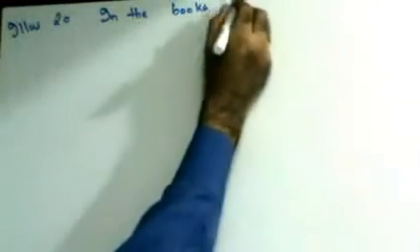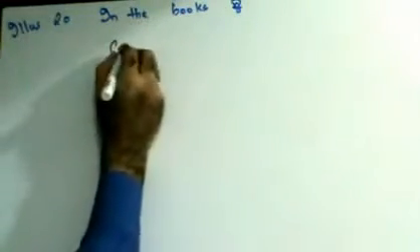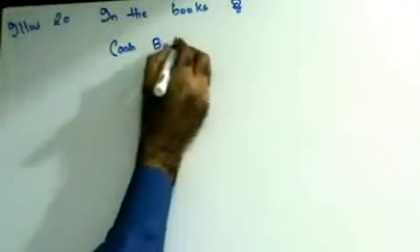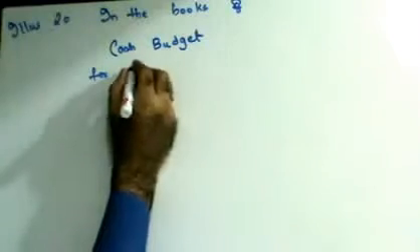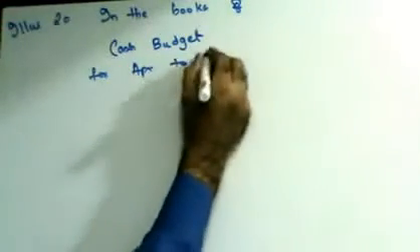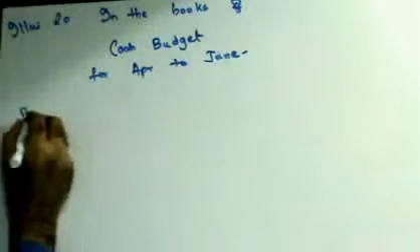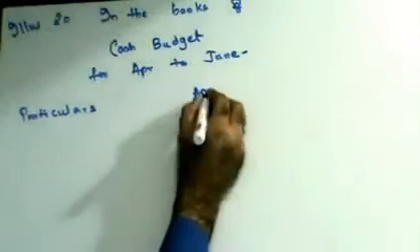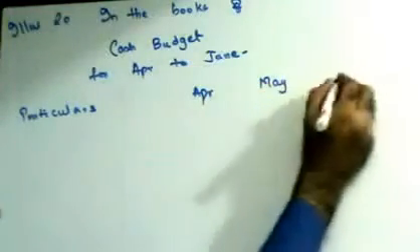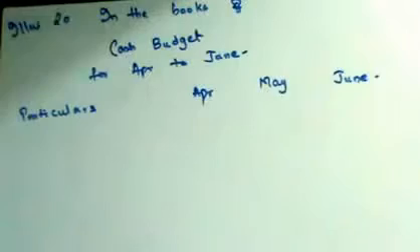We're going to do illustration 20. In the books of... they haven't said in whose books. Cash budget for April to June. Particulars: April, May, June. Right?